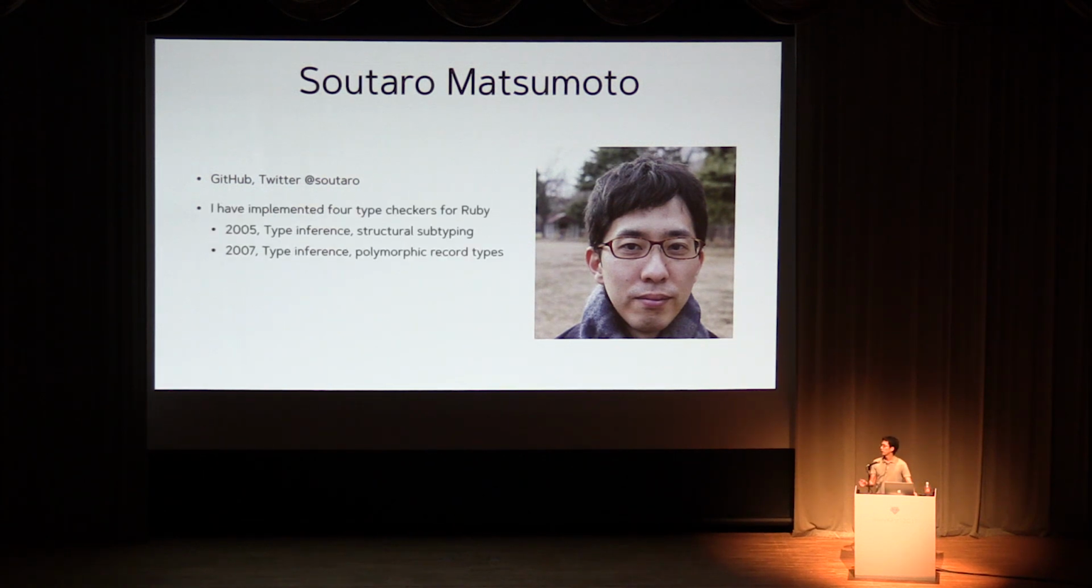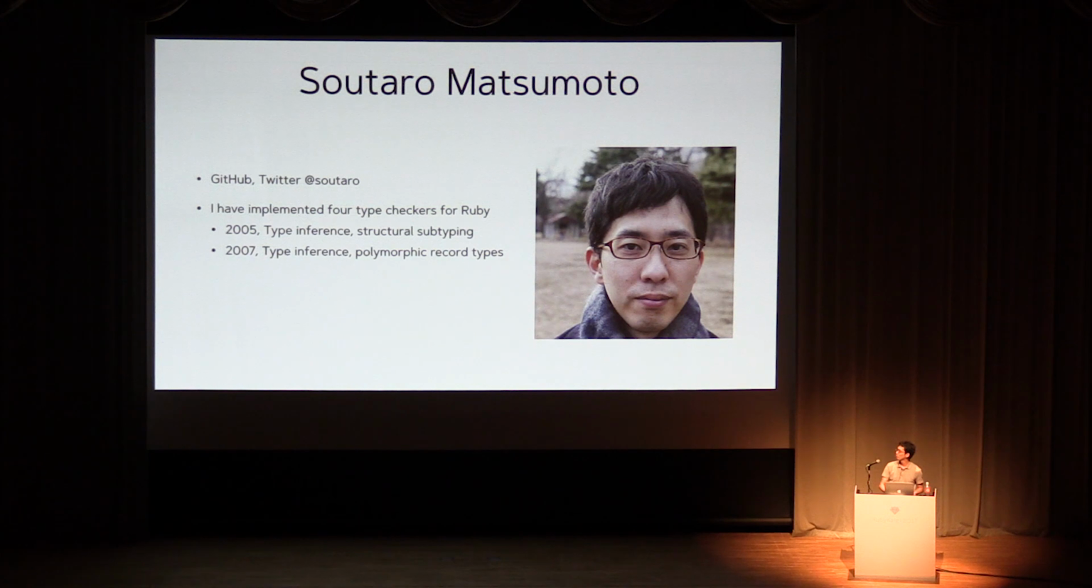The next one was when I was a PhD student, 10 years ago. It was based on the ML type inference algorithm, and the object typing was based on an extension of polymorphic record types. So this also didn't work very well.